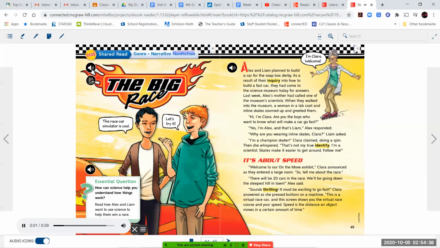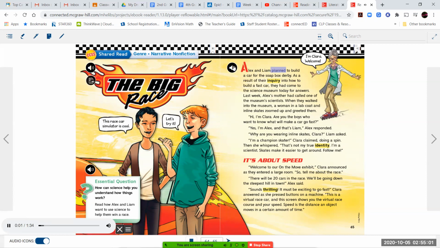Genre: narrative fiction. The Big Race. This race car simulator is cool. Let's try it. Essential question: How can science help you understand how things work?